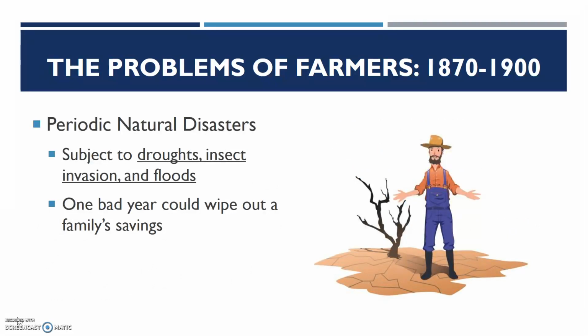On top of that, between 1870 and 1900, farmers experienced a lot of natural disasters. So they were subject to droughts in the Midwest. There were also a lot of invasions from insects that ruined the crops, and floods. A very bad year could virtually wipe out a family's savings and destroy their livelihood.